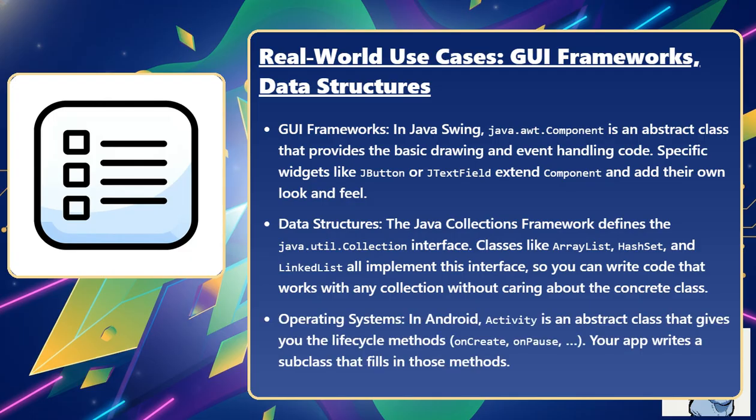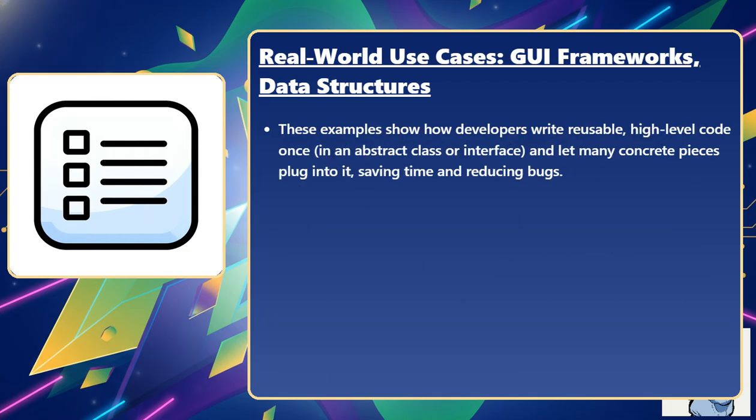Operating systems. In Android, Activity is an abstract class that gives you the lifecycle methods onCreate, onPause, and so on. Your app writes a subclass that fills in those methods. These examples show how developers write reusable high-level code once in an abstract class or interface, and let many concrete pieces plug into it, saving time and reducing bugs.